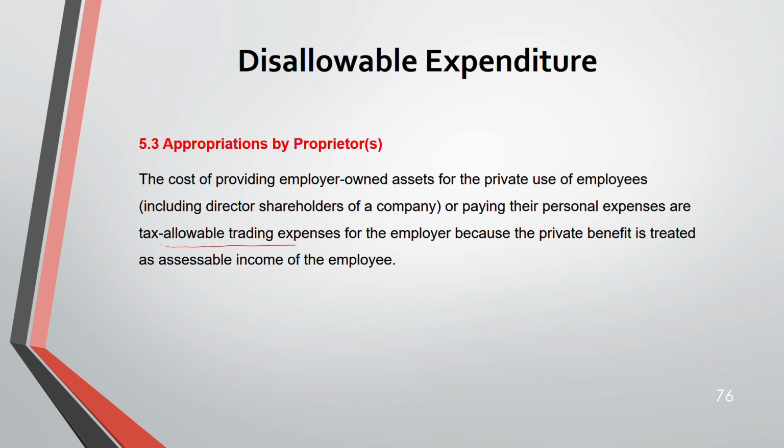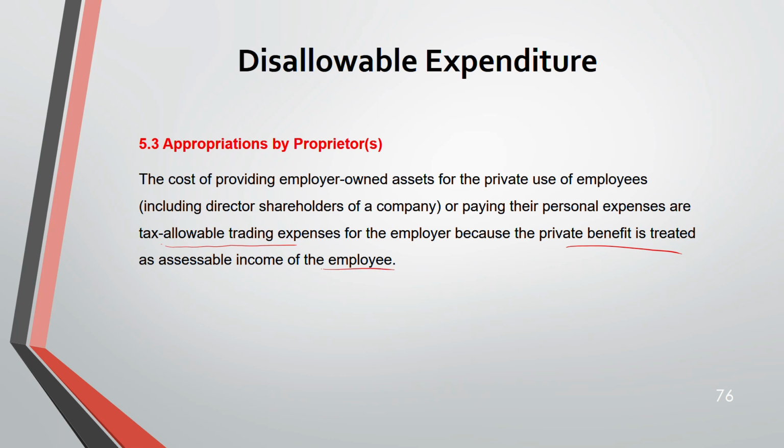So if the employer is paying for the personal expenses of the employees, or they are giving them an asset which was previously owned by the employer, still is owned by the employer only, but employees are privately using it, or the personal expenses of employees are paid by the employer, for the employer, they are tax allowable trading expenses. That means you can deduct this expense from your trading profit. Why? Because the private benefit is treated as an assessable income of the employee.